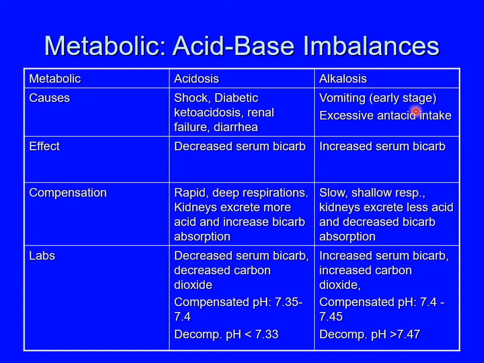Alkalosis, vomiting is in the early stage, excessive antacid intake, and the effect would be increased serum bicarb. Compensation by the respiratory system, slow down respiration, and you're going to retain more CO2 and decrease bicarb absorption in the kidneys, and so that compensation will bring things back to normal, and hopefully 7.4 to 7.45. With decompensation, the pH is up above normal range.